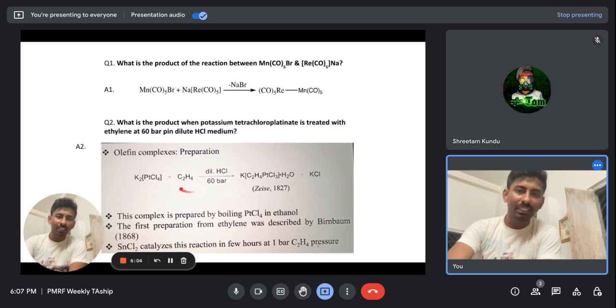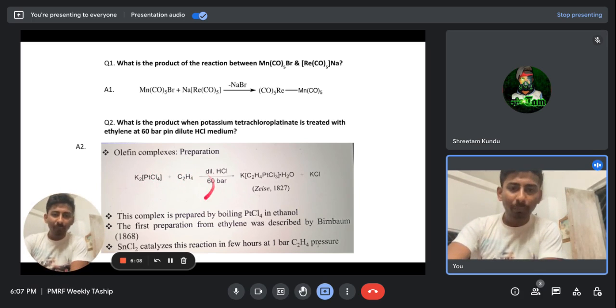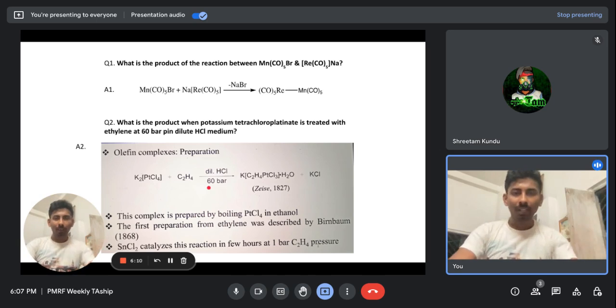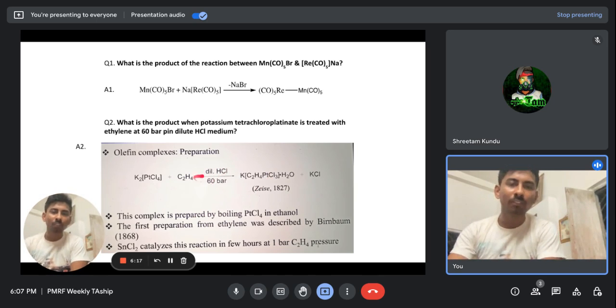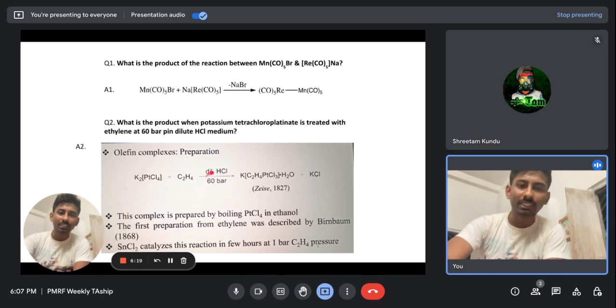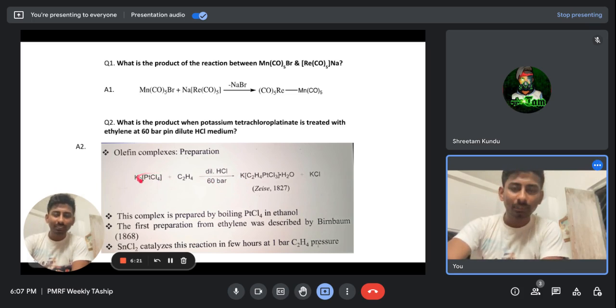When it is treated with ethylene, that is C2H4, which is actually a gas, at a very high pressure, that is 60 bar pressure. 60 bar is actually 60 times the atmospheric pressure that you are experiencing. So the solvent here is nothing but dilute HCl. So in dilute HCl, when this K2PtCl4 is treated under ethylene pressure of 60 bar, then this compound is prepared.